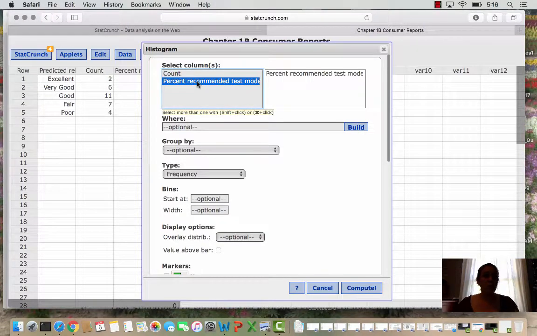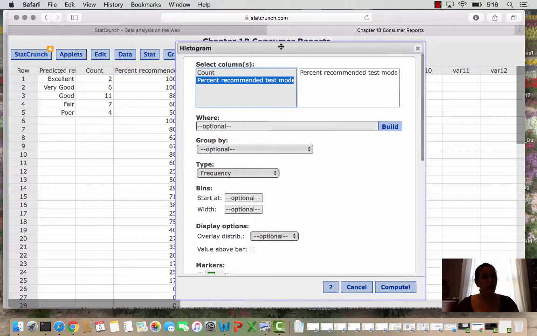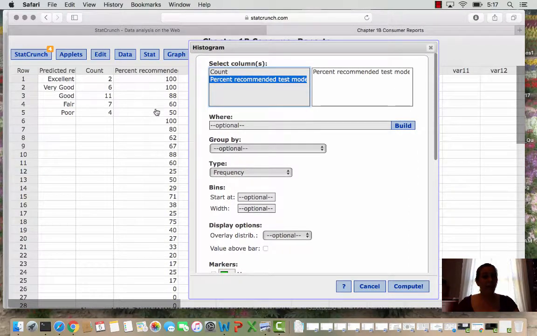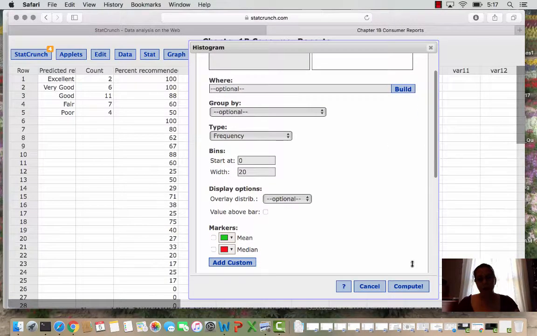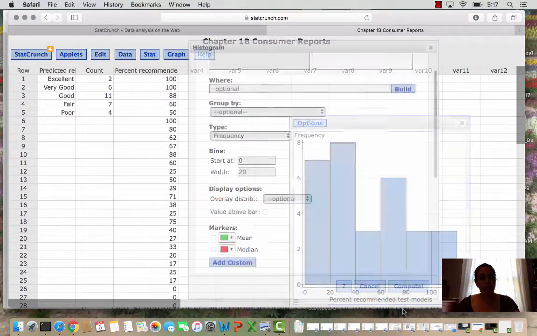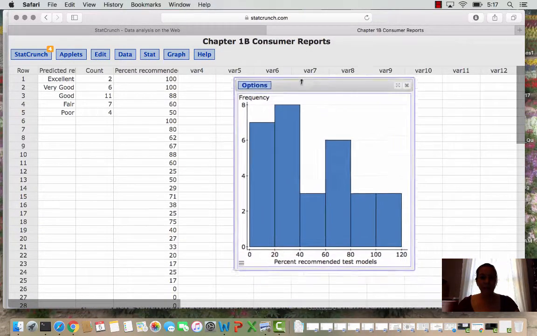So I'm going to choose the percent recommended test model column. And this column is just typing all those numbers from the Consumer Reports table. It's not necessary to sort the table. You could, but StatCrunch will sort for us. And then we want to tell it how wide to make the bins. So I want my bins to start at 0 and count by 20, so that first bin goes from 0 to 19, and then we go from 20 to 39. And I'm going to say compute.